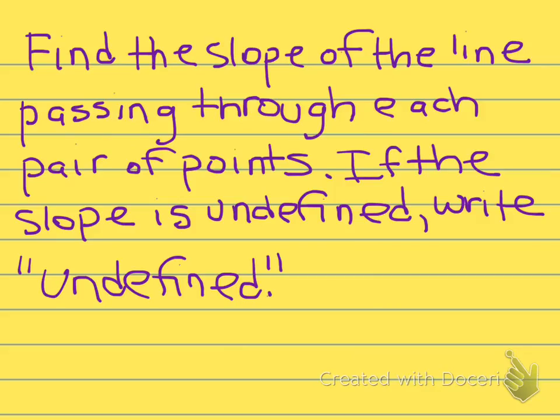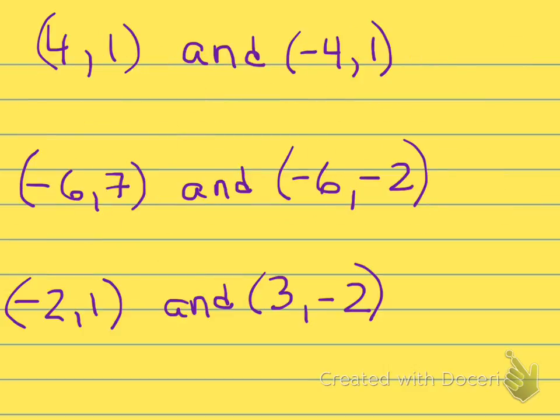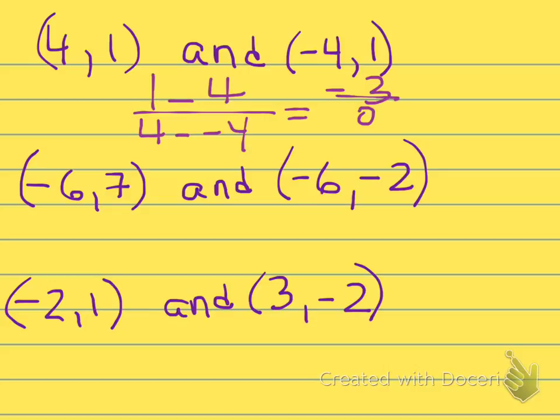Now we're asked to find the slope. If it's undefined, which means a number over 0, then it would be written as undefined. So finding slope, you need to subtract the y-coordinates over the x-coordinates. And we get -3 over 8. And we can keep it as a fraction.